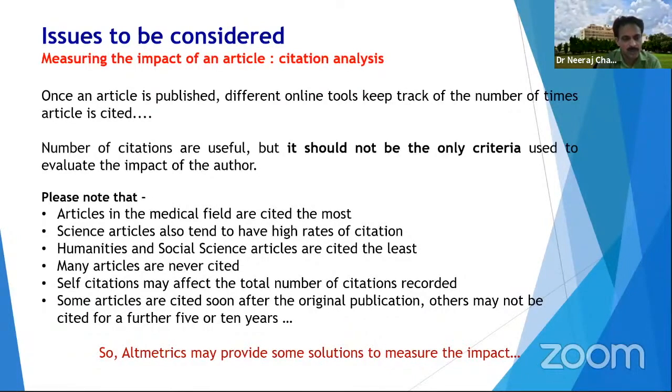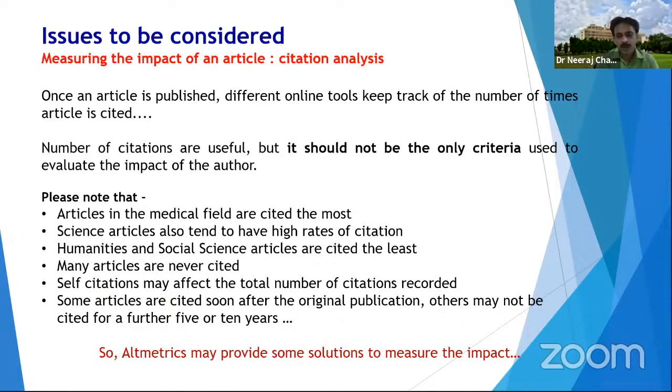There are a number of papers. I got some data from Web of Science that about 39 or 40% of journals or papers were never cited. So many articles are never cited. Self-citations may affect the total number of citations on record. Some articles are cited soon after the original publication, but others may not be cited for a further 5 years or 10 years. So you will always be waiting for the citations.